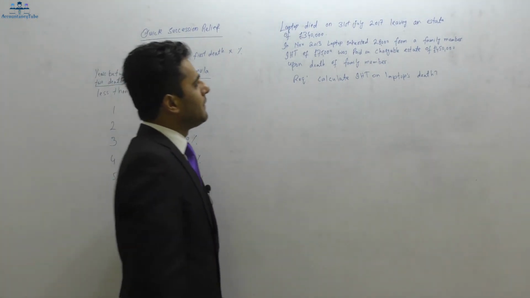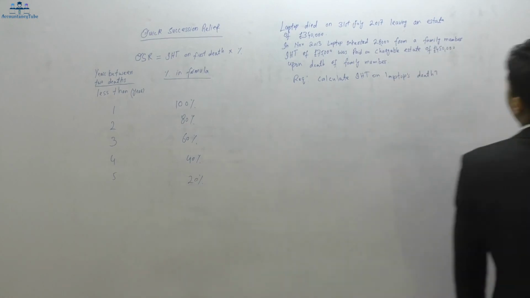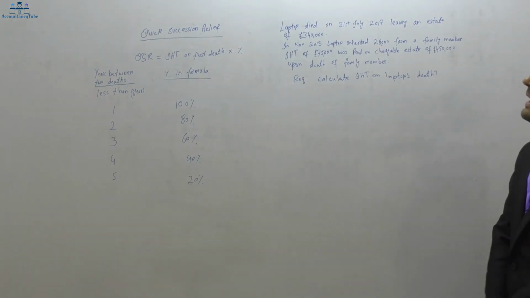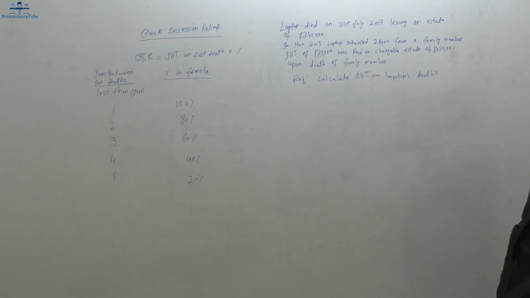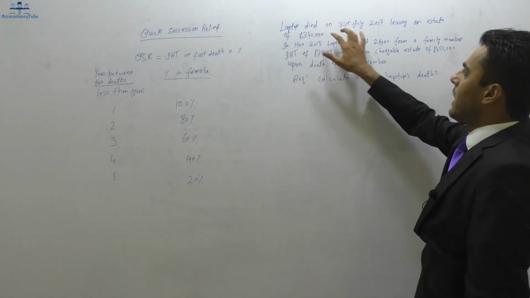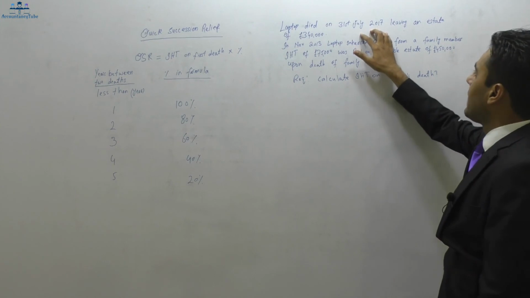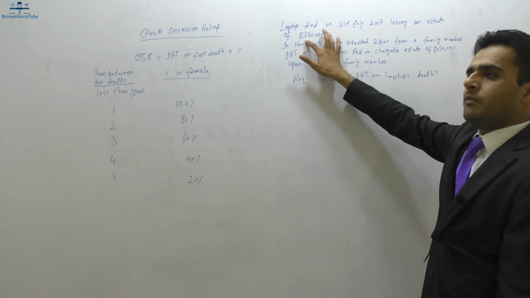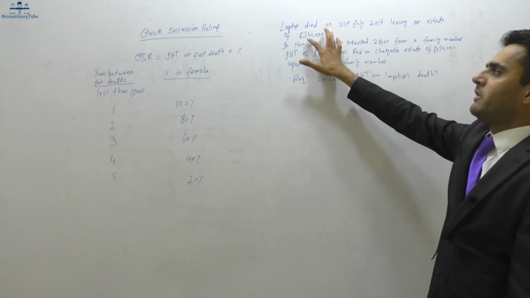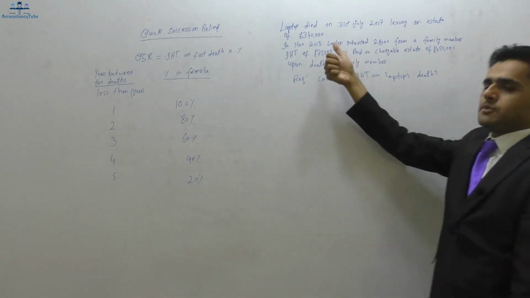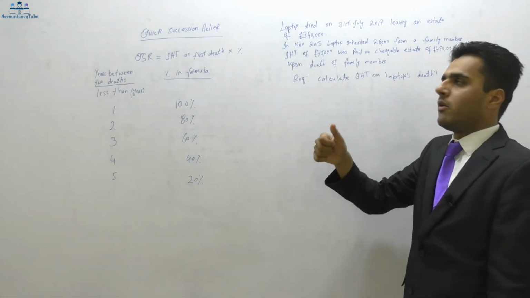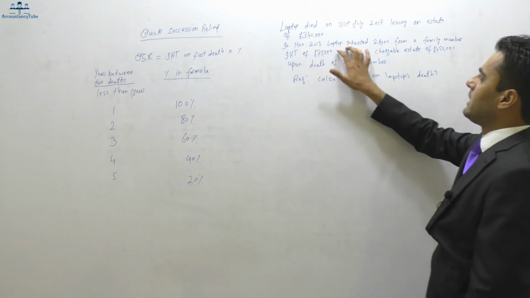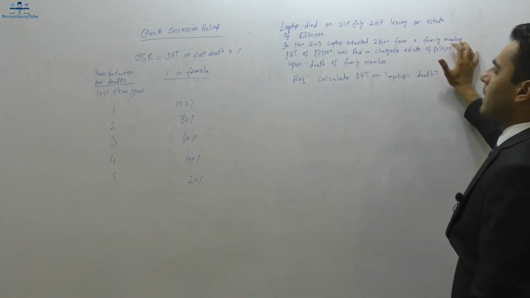Right, so laptop died on 31st of July 2017, leaving an estate of £340,000. In November 2013, laptop inherited £28,000 from a family member. Now just read the first line here. Laptop is a person who died on 31st of July 2017, leaving an estate of £340,000. So he left £340,000 of death estate. Now in this estate there is an asset which was transferred to laptop, which was taxed at that time. Alright, so let's see. In November 2017, laptop inherited £28,000 from the family member.